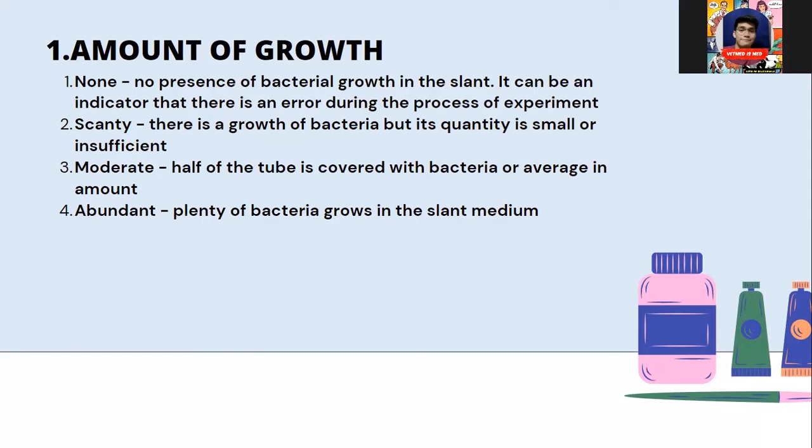Next is scanty. There is a growth of bacteria, but its quantity is small or insufficient. Next, moderate. Half of the tube is covered with bacteria or average in amount. And lastly, abundant. Plenty of bacteria grows in the slant medium.